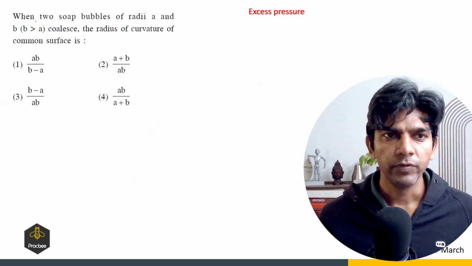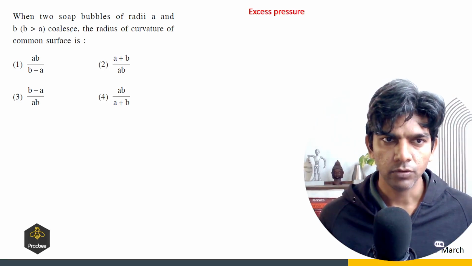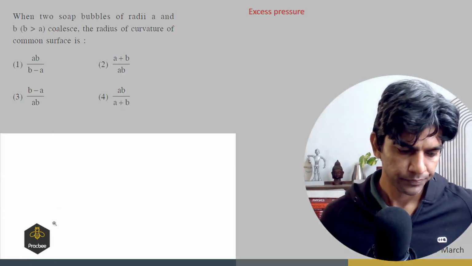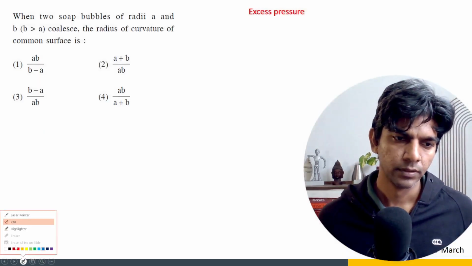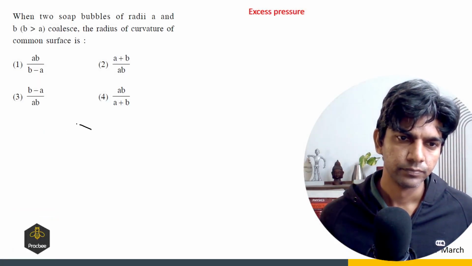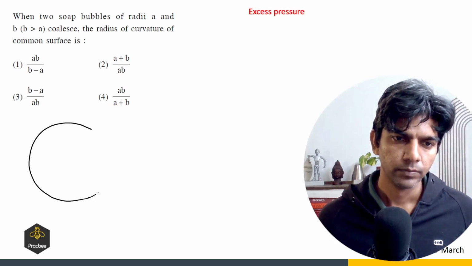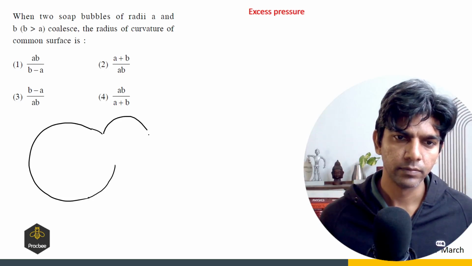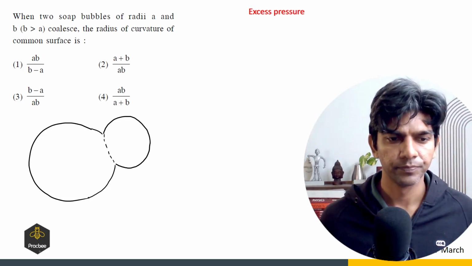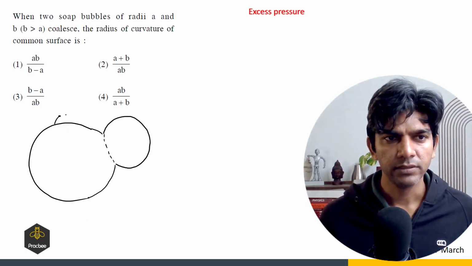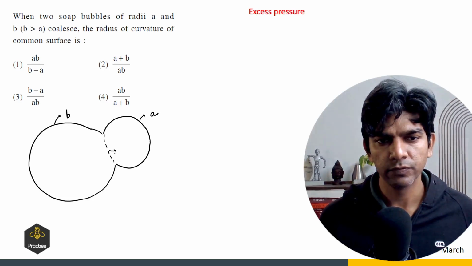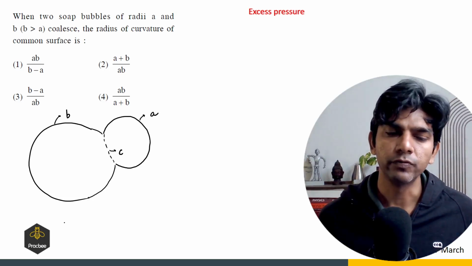Okay, so when two soap bubbles of radius A and B coalesce, where B is greater than A, what is the radius of curvature of the common surface? So here, this is the first soap bubble and this one is the second, and let's say this is the common surface. This bubble has a radius of curvature B, this bubble has a radius of curvature A, and let's say this surface has a radius of curvature C. We have to find C.